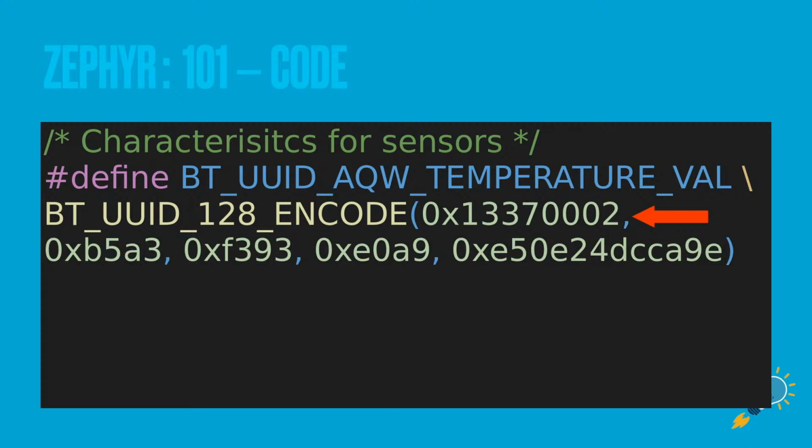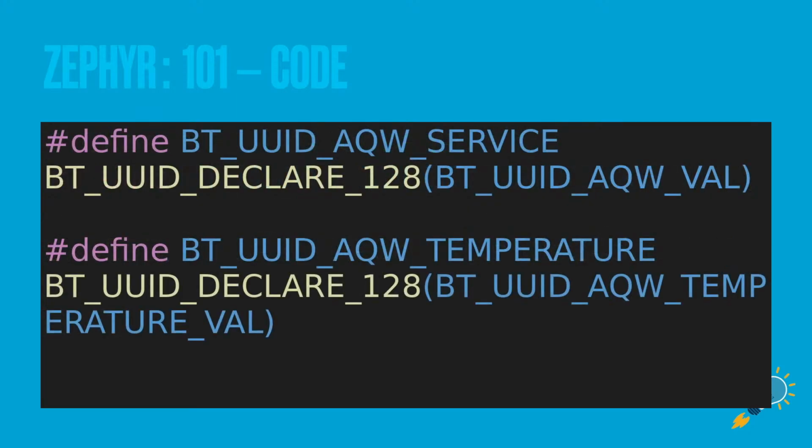I left out all the other UUID definitions, all the characteristic definitions, to keep it simple because it just looked like a wall of text. But you can check it out; it's under BLE services AQW.h, and that's just all the UUIDs. To make it extra confusing, once you do one, it makes more sense. Then what we have to do is put it into a struct that we can consume when we're actually creating the service. So we've created these two defines, the service one and the temperature characteristic one.